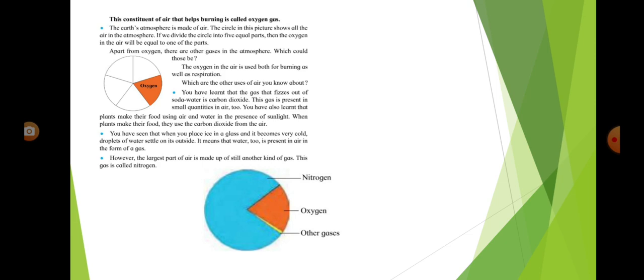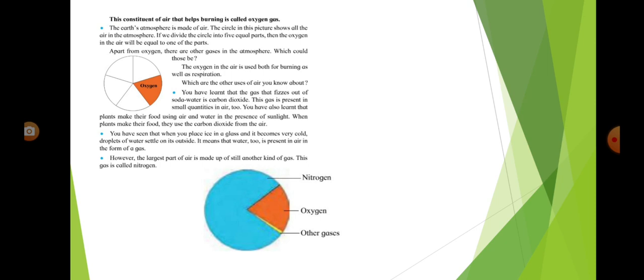If we divide the circle into 5 equal parts, then the oxygen in the air will be equal to one of the parts. Apart from oxygen, there are other gases in the atmosphere. Which could those be? The oxygen in the air is used both for burning as well as respiration. Which are the other uses of air you know about?